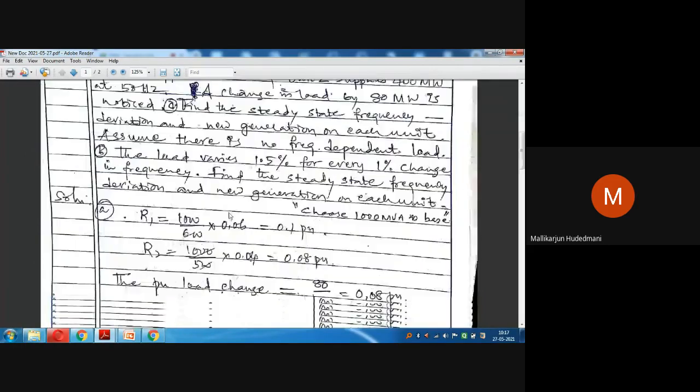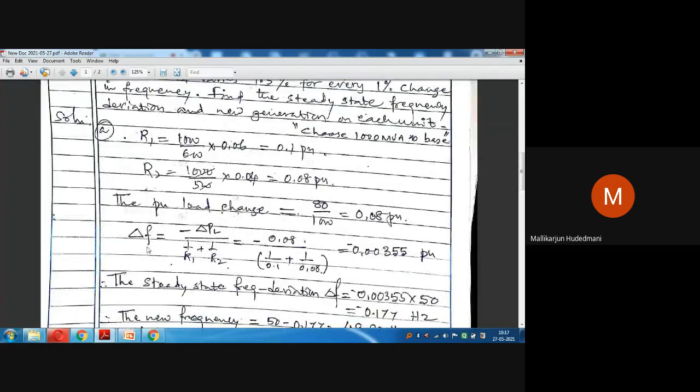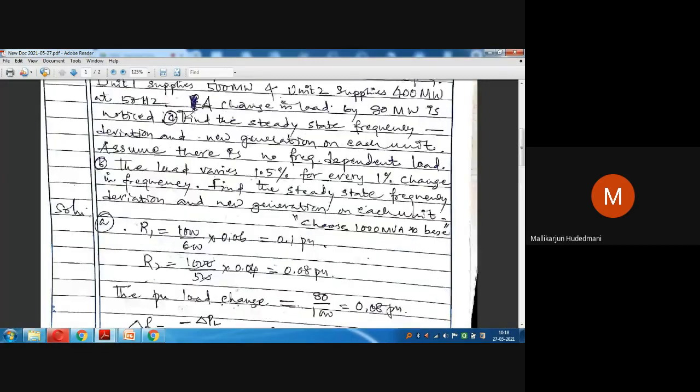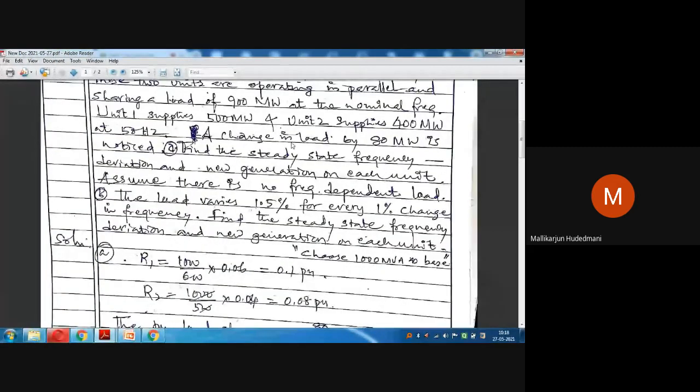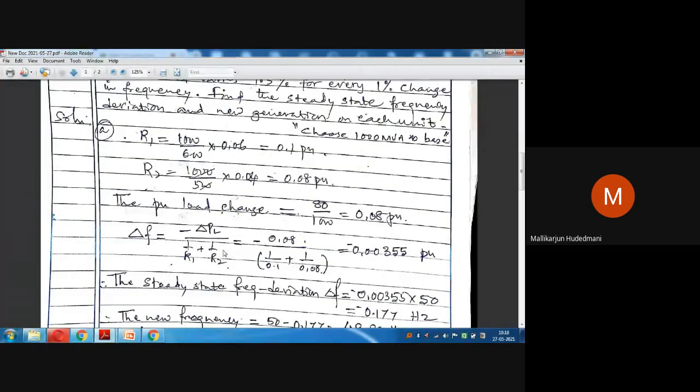So once I calculate the PU, I'll have the frequency deviation experienced when there is a change of 80 megawatt load as 0.08. So I have minus delta PL divided by 1 by R1 plus 1 by R2 plus D. D is missing here because case A is what? The area is not having any frequency sensitive load. Part A is saying that no frequency dependent loads are in the area. Then D is 0 here.